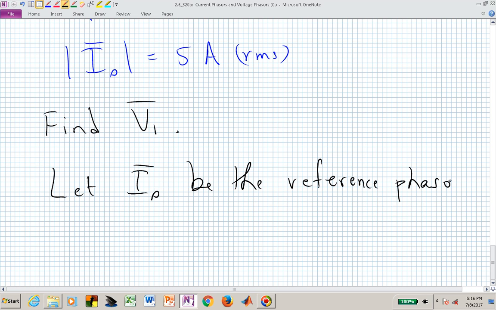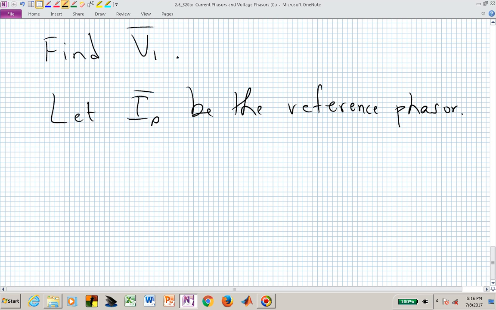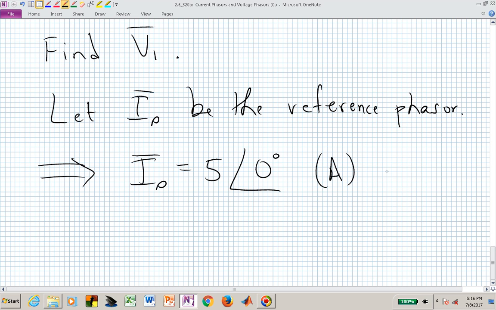Remember, I'm trying to buy myself time. I'm in an interview and I'm trying to think on the fly what's going on. So now I can actually write the phasor form of I sub S. I know its magnitude and I know its angle. And that was given as an RMS quantity.